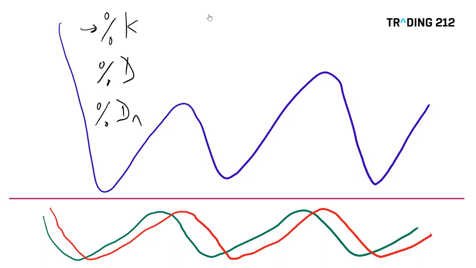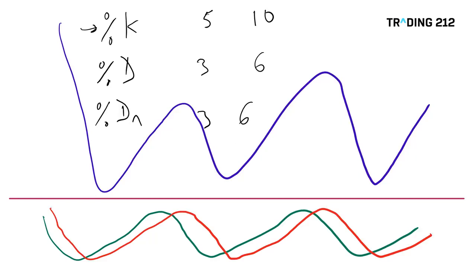When it comes to values, there are some common values. So typically a 5-day slow stochastic will have 5 for percentage K, 3 for percentage D, and 3 for percentage DN. For those looking at something a bit longer term, not drastically longer term, we can have a value of 10 for percentage K, 6 for percentage D, and 6 for percentage DN.